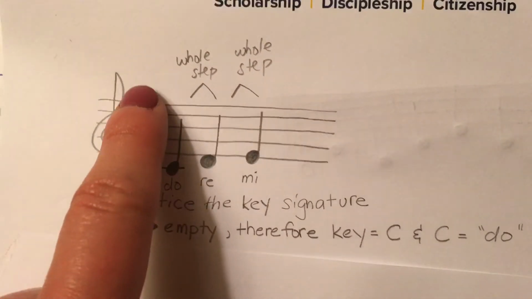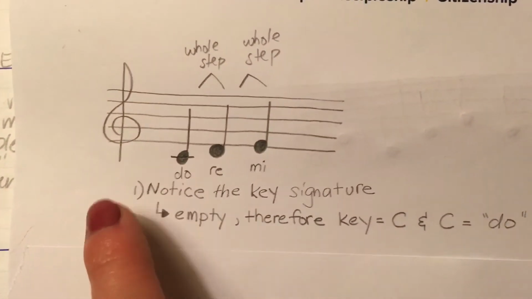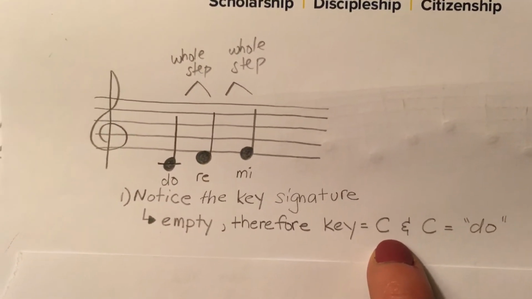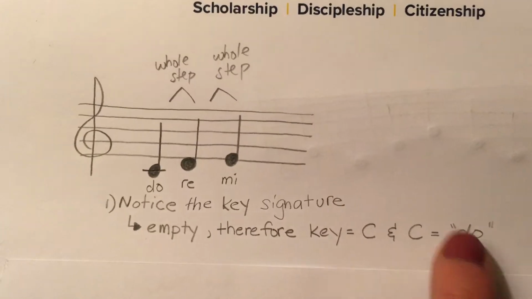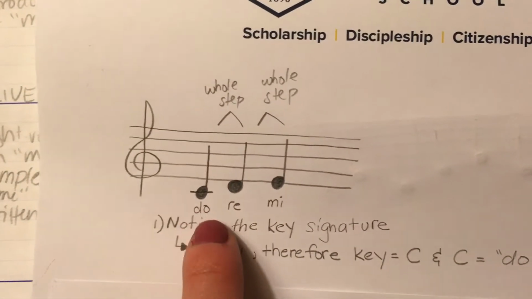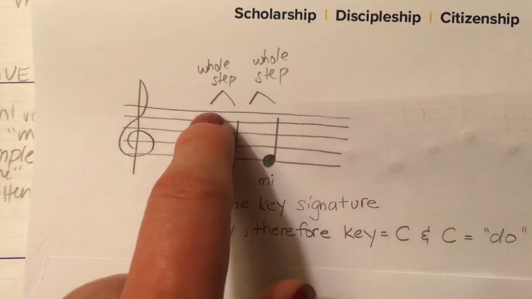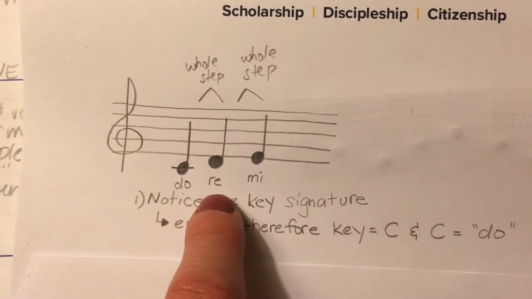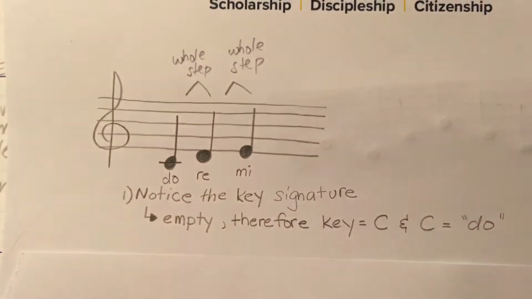Notice your key signature, there's nothing in here. So when it's empty, you know that your key is C. And you also know that C equals do. So this is what we've been doing forever. Do, re, mi. And remember, this is what we talked about yesterday with the whole step. Do to re is a whole step, and re to mi is a whole step.